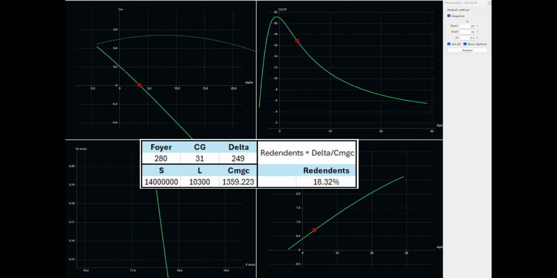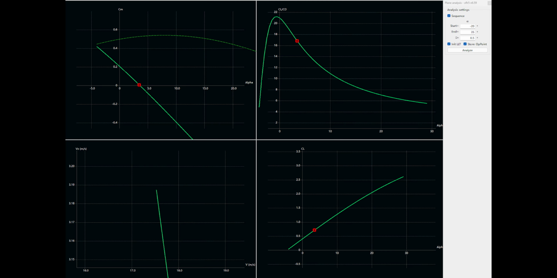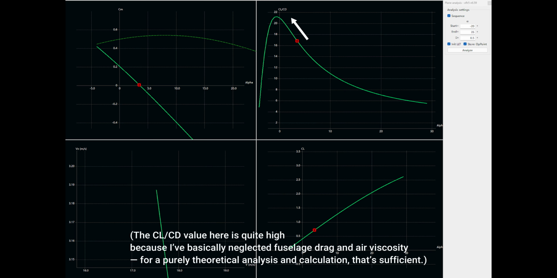This gives a static margin of about 18% of the mean aerodynamic chord, ensuring stability while retaining a certain level of maneuverability. However, in this configuration, the CL/CD is not at its peak during stable level flight. This means there's still room to further improve efficiency.